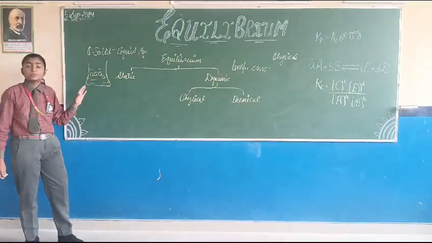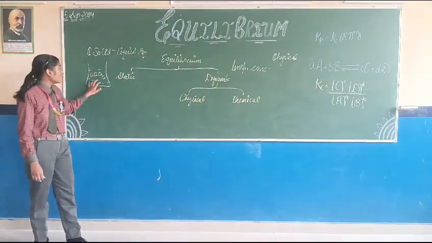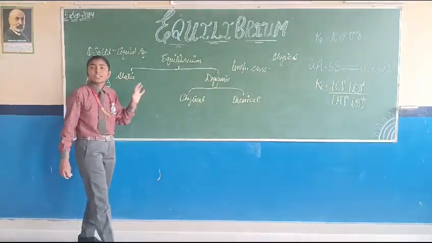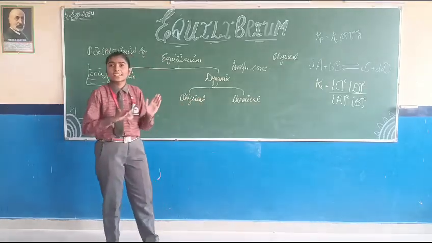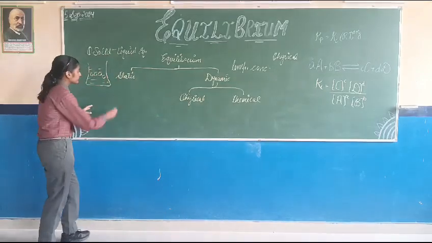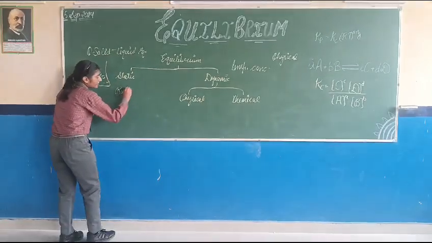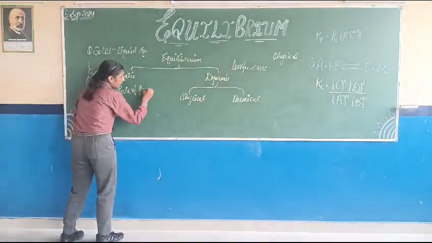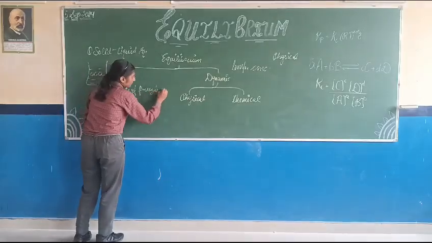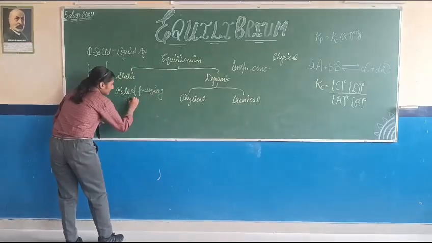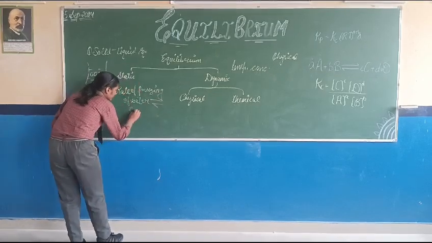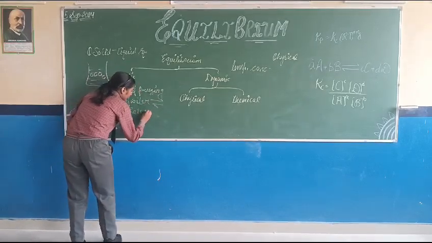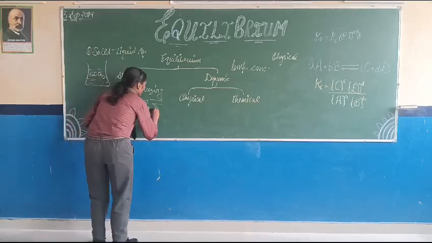But a time comes when the ice as well as the water become constant, or we can say they are at equilibrium. It can be said that the rate of freezing of water is equal to the rate of melting of ice.